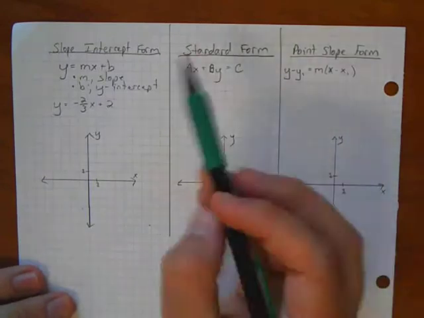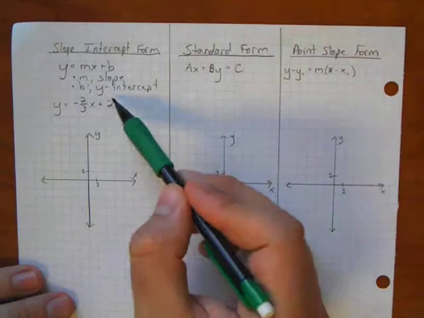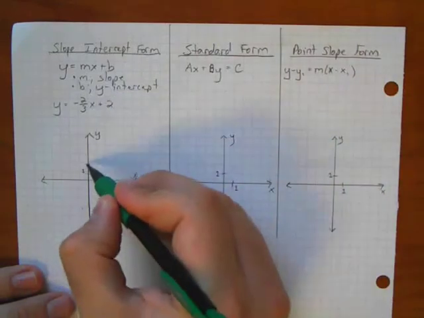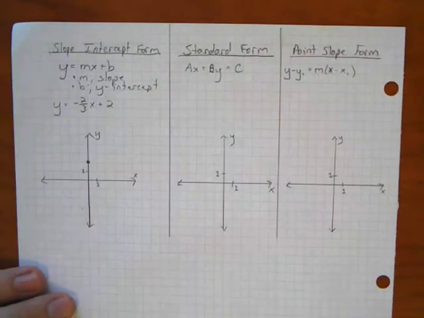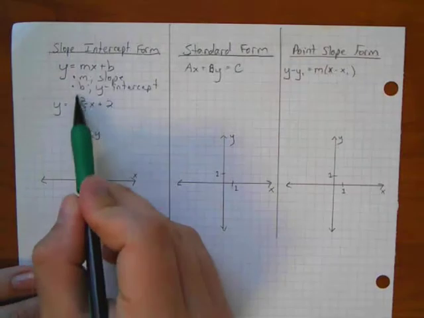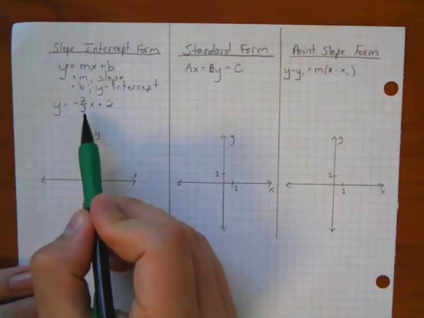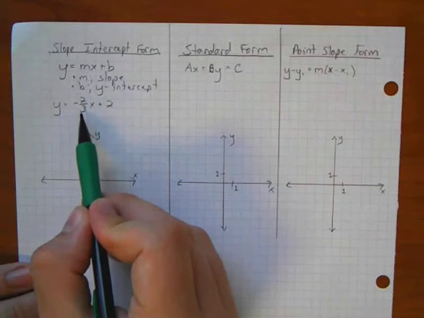So the first thing I'm going to look at is, what is the y-intercept of this particular equation? Positive 2. So I'm going to go up 2, and that's going to be my first point, and I'm going to draw that point in right there. Now what I can look at to find another point is the slope of this function, negative 2/3. This is going to be the rise, this is going to be the run.